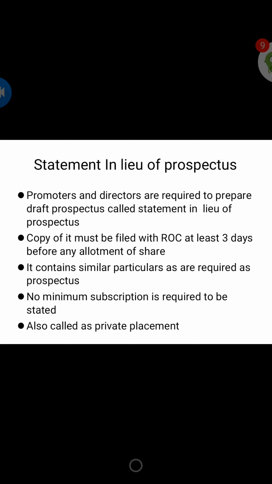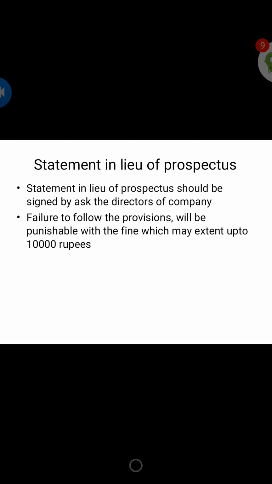The statement you file should contain the same particulars that you would include in the prospectus. Here, minimum subscription need not be stated. This is also called private placement. The statement in lieu of prospectus should be signed by all the directors of the company. This is stated as per your Schedule 3.